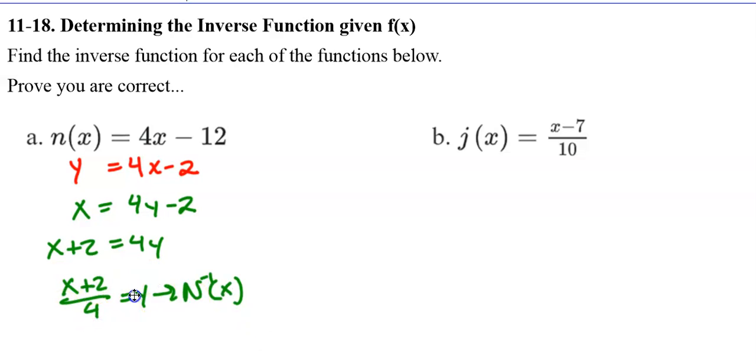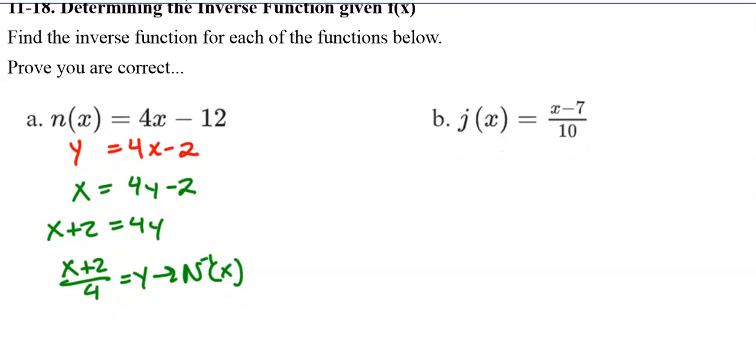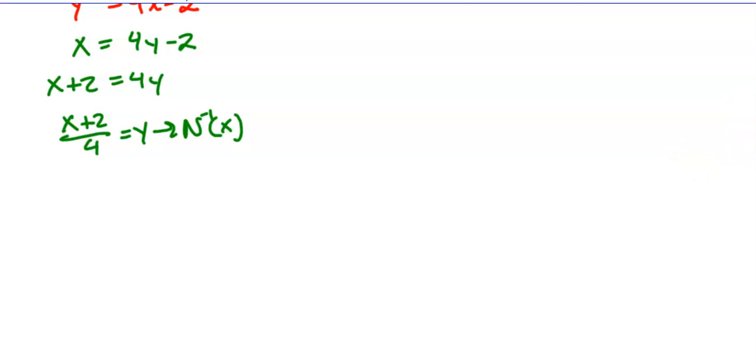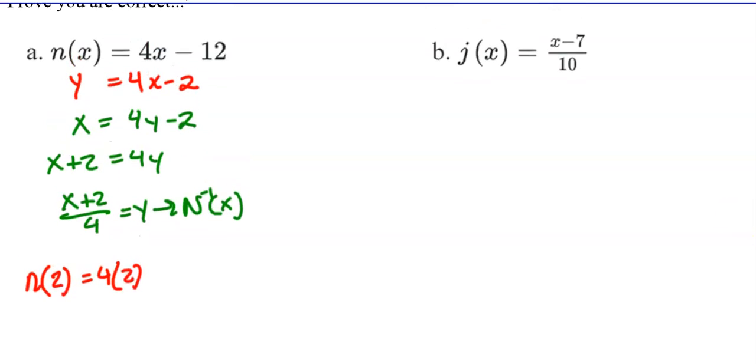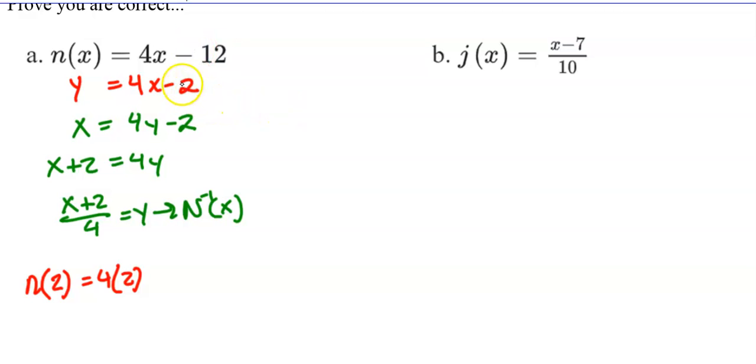So if we were to put in, let's just say 1, or 2. We'll put in 2. So if x equals 2, we go 4 times 2, which is 8, minus 12 is negative 4. So this is how we're proving that we're right. Okay, so our original equation here is this. So if we take n of 2, that becomes 4 times 2. I just jacked this whole thing up, didn't I? That's supposed to be a minus 12, which changes things a little bit.